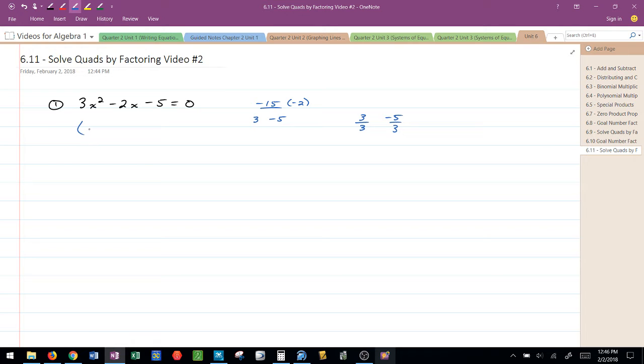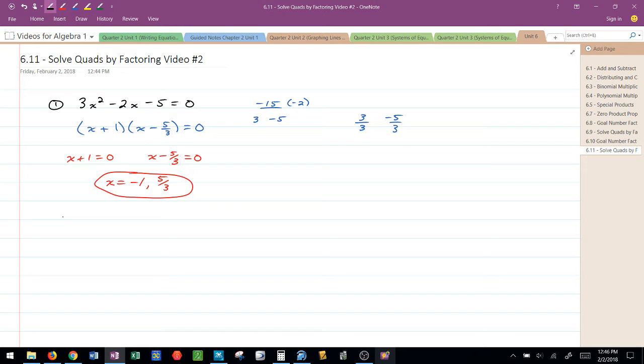Write them as factors. X plus 3 over 3, which is 1, and x minus 5 over 3, which I can't simplify. Instead of rewriting that x minus 5/3, I'm just going to take it in the form that it is and now apply the zero product property. So I have x plus 1 equals 0 and x minus 5/3 equals 0. That leads to the solutions negative 1, and then 5/3.